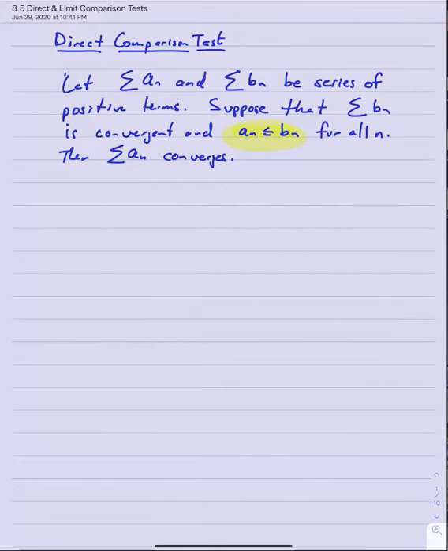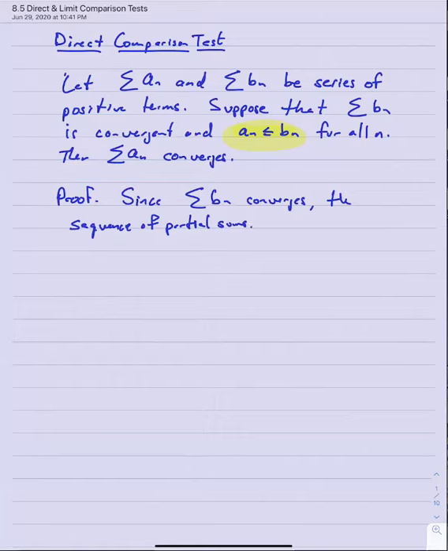So, proof. Well, since the b sub n converges, the sequence of partial sums, let's say that's called S sub n, where of course what I mean by sequence of partial sums is that S sub n is the sum of the first n terms of this b sub n series, converges. That is our basic definition, after all, for convergence of an infinite series. An infinite series converges means that the sequence of partial sums of that infinite series converges.